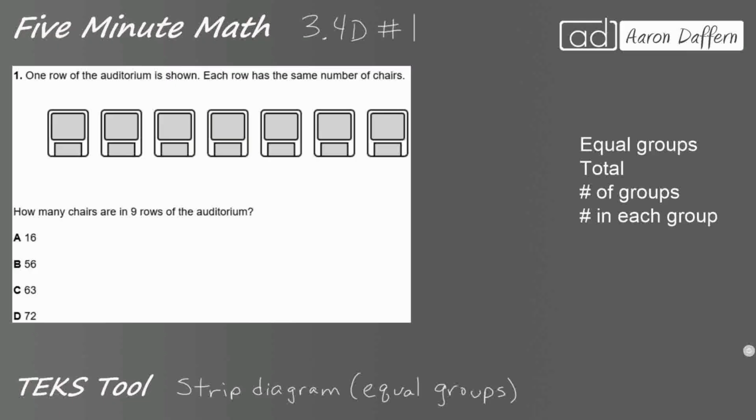So in this problem, we have a row of the auditorium. Each row has the same number of chairs, and how many chairs are in 9 rows of the auditorium? So this is an equal groups problem, and there are several things that give that away.